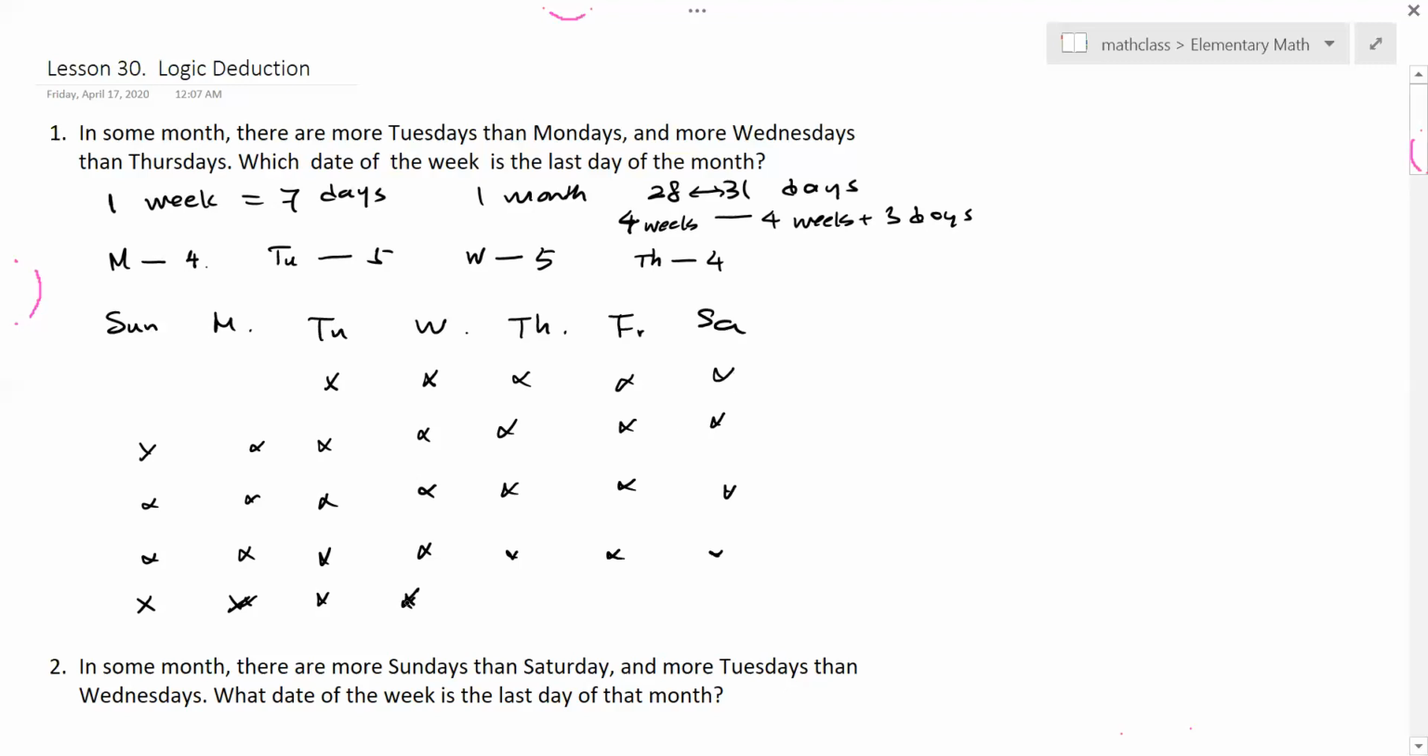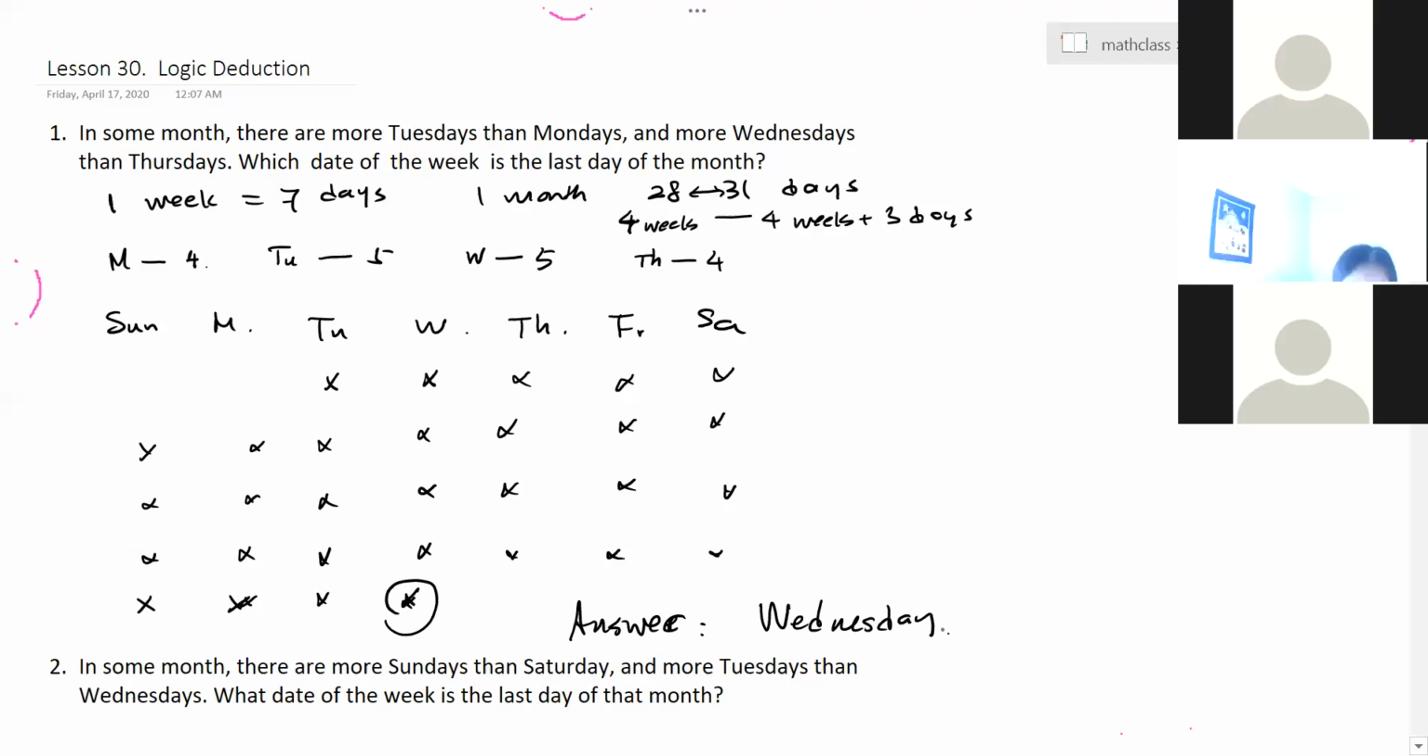So this is the picture. You have to do some analysis based on the given information, then have a starting point somewhere. What I did here is I marked those Tuesdays and Wednesdays first. Then it's clear that I cannot have more than 4 days for Thursdays, because for Thursday I know there are only 4 days. So that's why it's the last day of the week. The answer will be Wednesday. Okay, that's Wednesday.